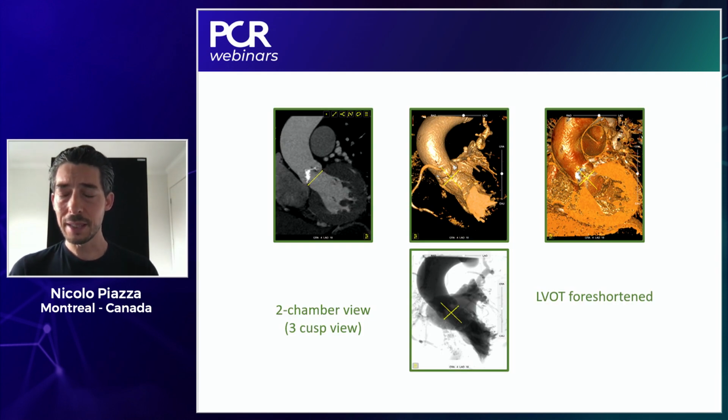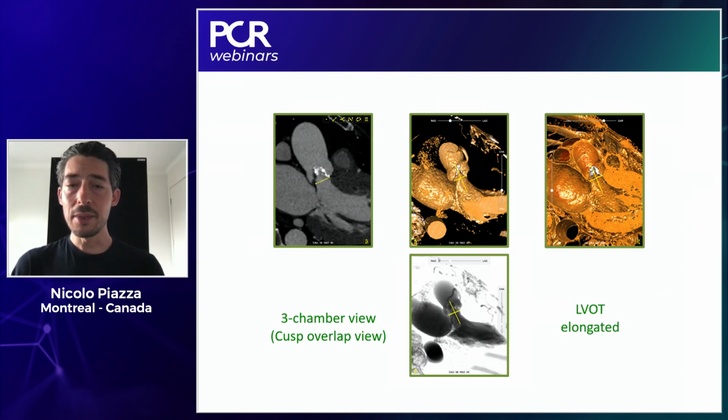Now let's just talk in the last two slides about what we appreciate in these two traditional or common TAVI implantation views. This is the two-chamber view or the three-cusp view. You can notice on the 3D image that the left ventricular outflow tract is foreshortened. And in fact, the mitral valve is sitting behind. The LVOT is projecting backwards into the screen. Also, in this two-chamber view or three-cusp view, we typically get closer to the major axis of the aortic valve.